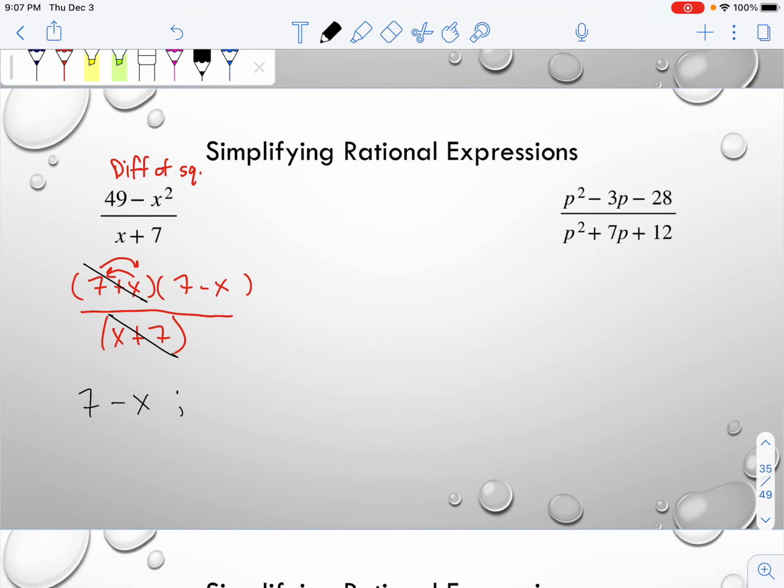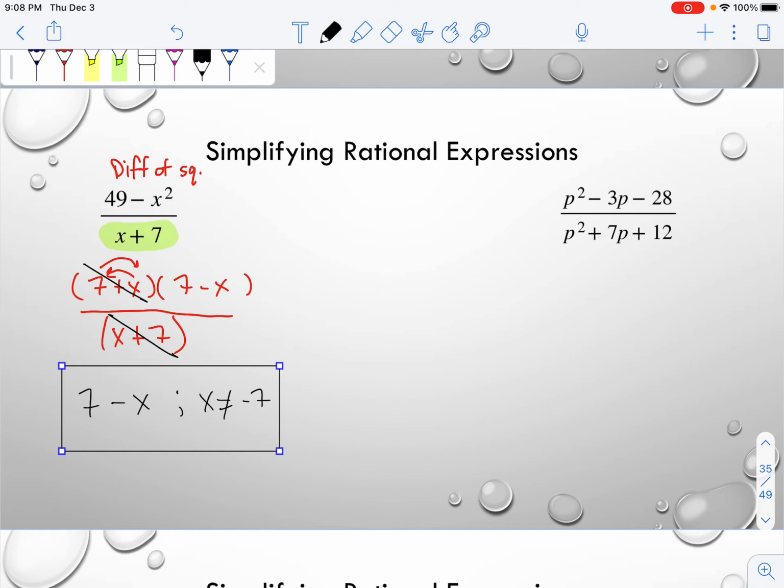However, since this was part of my original, I have to state the domain restriction. Even though it's not in my final answer, I still have to state the domain restriction from the original. So x is not allowed to equal -7. That's very important. A lot of times people only do the domain restrictions for their final simplified answer, but we have to do it from the beginning.